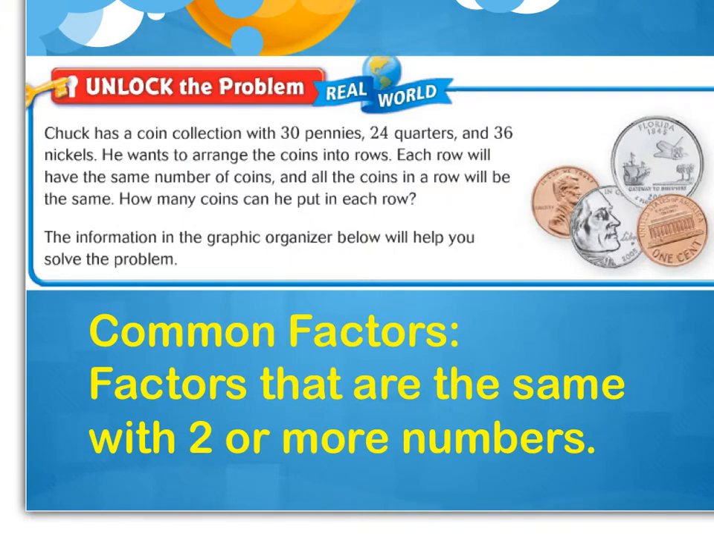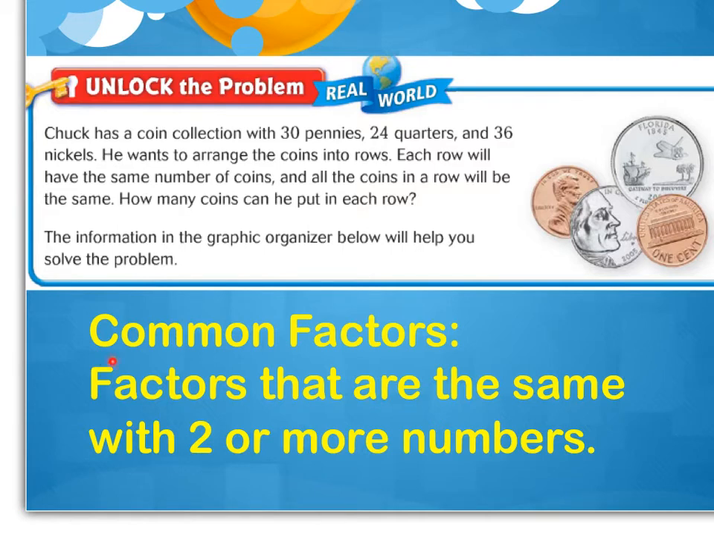Take this problem, for example. Chuck has a coin collection with 30 pennies, 24 quarters, and 36 nickels. He wants to arrange the coins into rows. Each row will have the same number of coins, and all the coins in a row will be the same. How many coins can he put in each row?